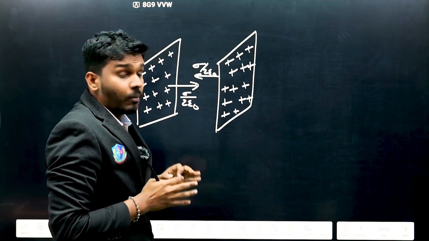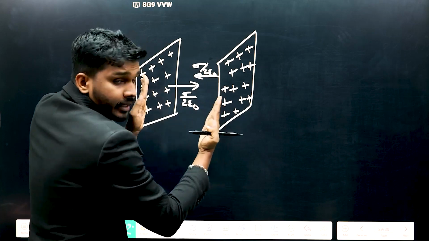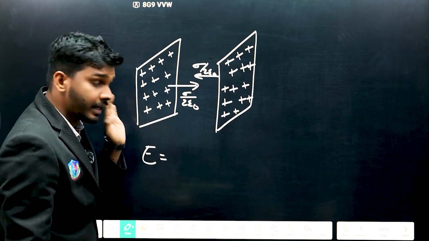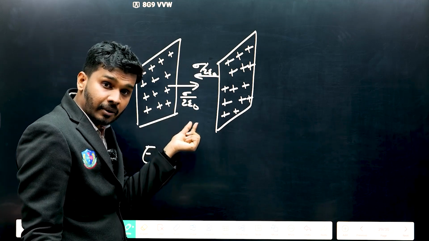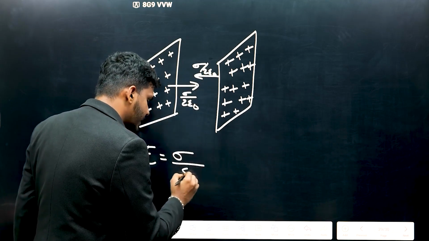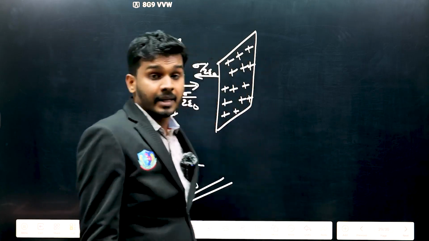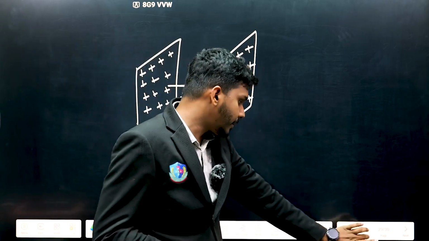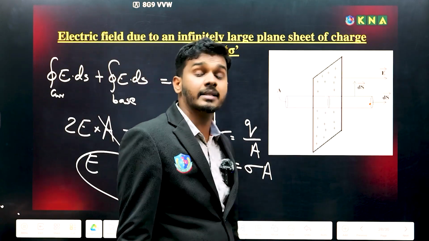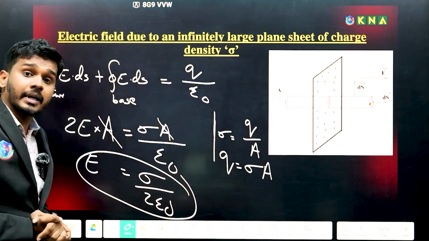Then my question: what is the electric field inside two parallel plates? The electric field inside two parallel plates is sigma by 2 epsilon naught plus sigma by 2 epsilon naught. That is 2 sigma by 2 epsilon naught, that is sigma by epsilon naught. The electric field inside two parallel plates is sigma by epsilon naught. Last, the electric field due to a single plate is sigma by 2 epsilon naught, so the field inside parallel plates is sigma by epsilon naught. These are the applications of Gauss's theorem.